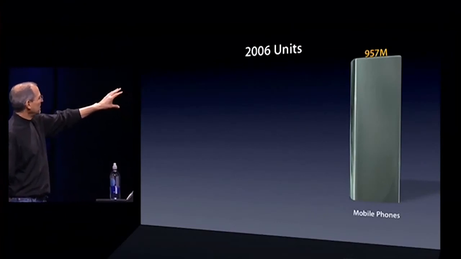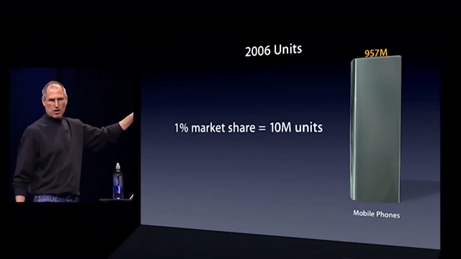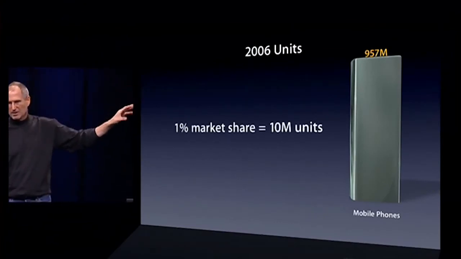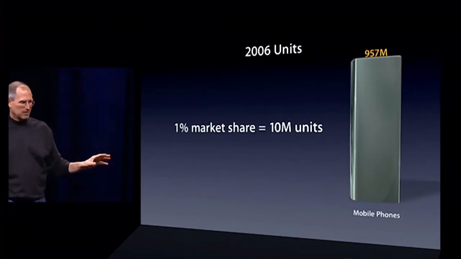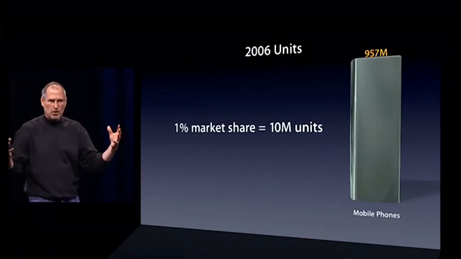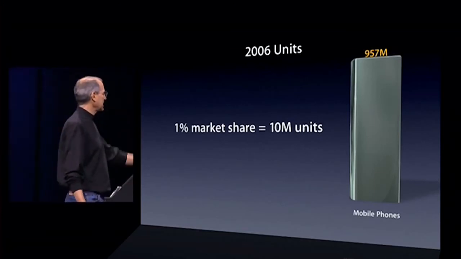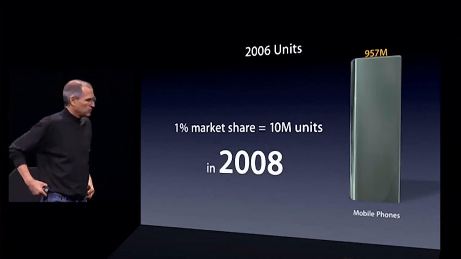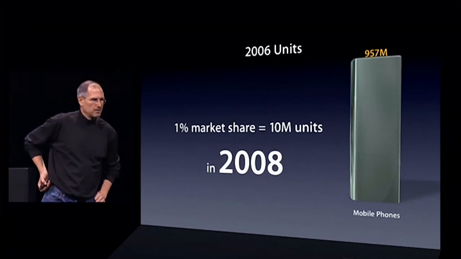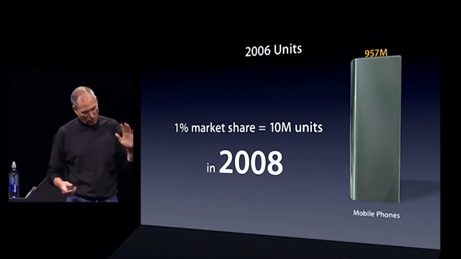So what does this tell you? What this tells you is that 1% market share equals 10 million units. This is a giant market. If you get just 1% market share, you're going to sell 10 million phones. And this is exactly what we're going to try to do in 2008, our first full year in the market, is grab 1% market share and go from there.